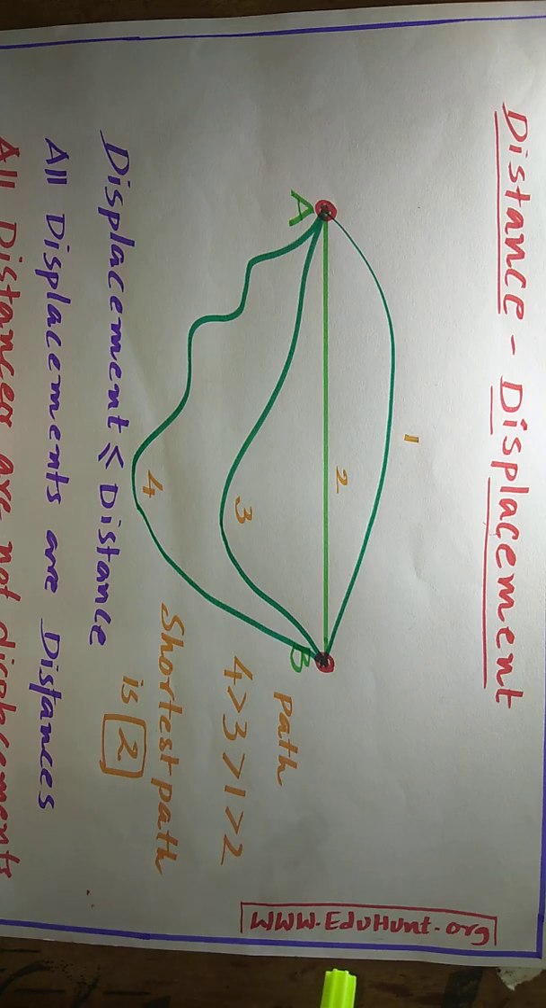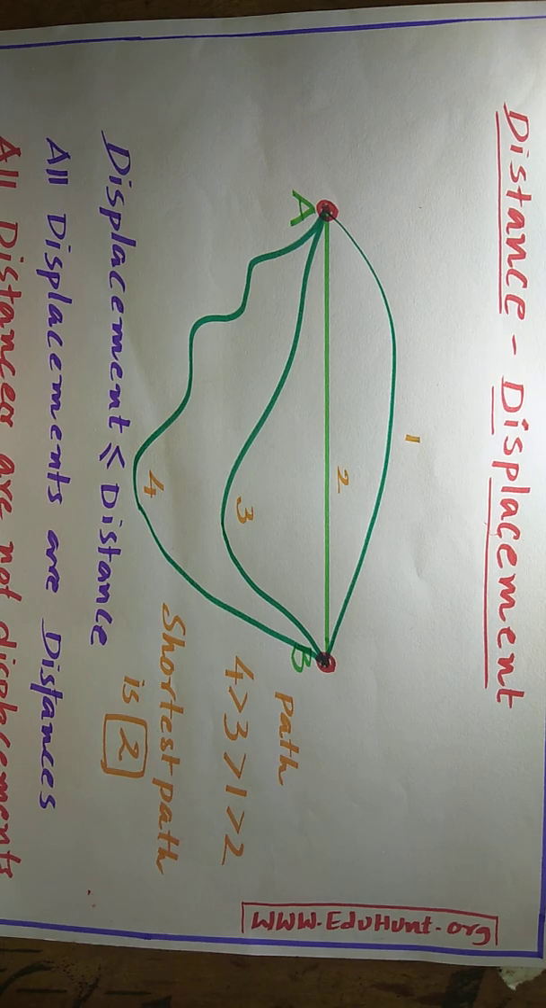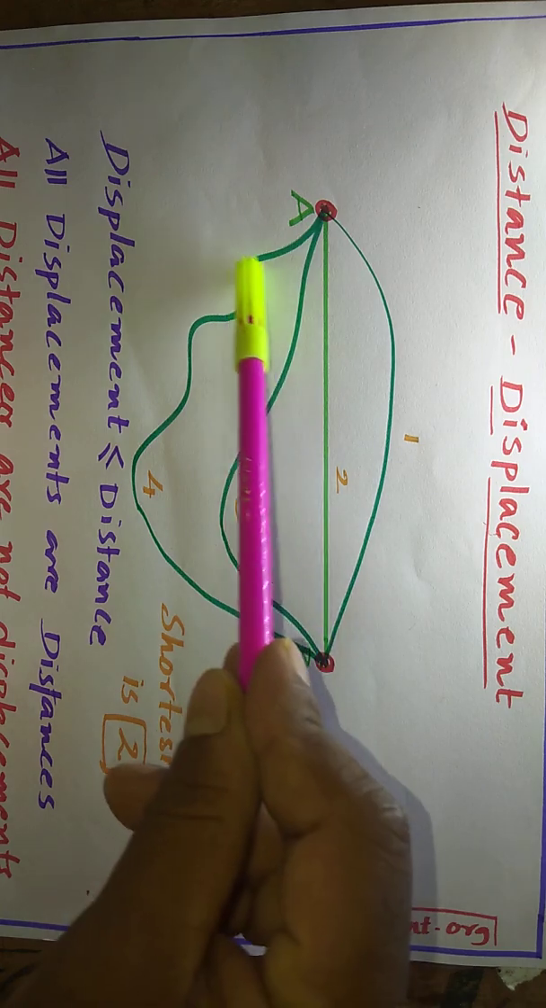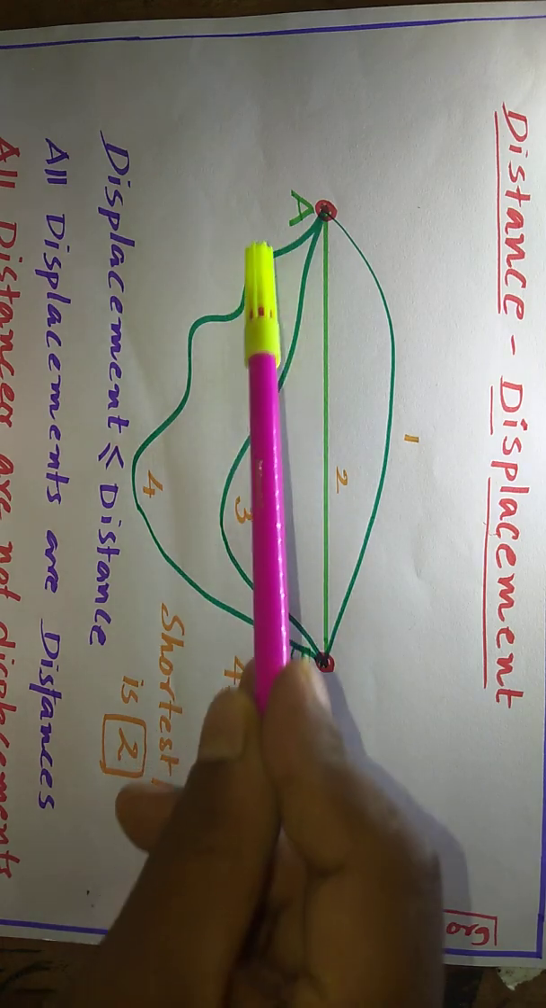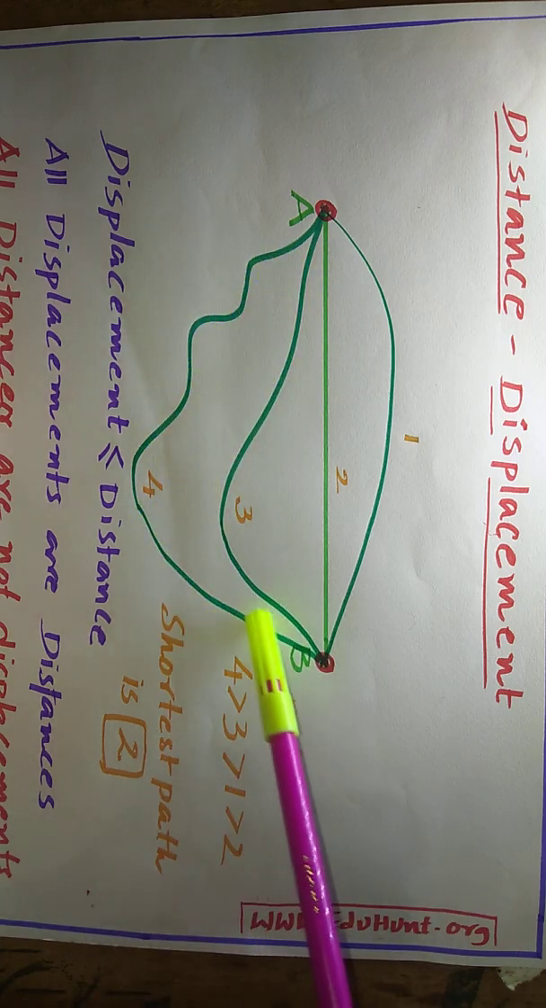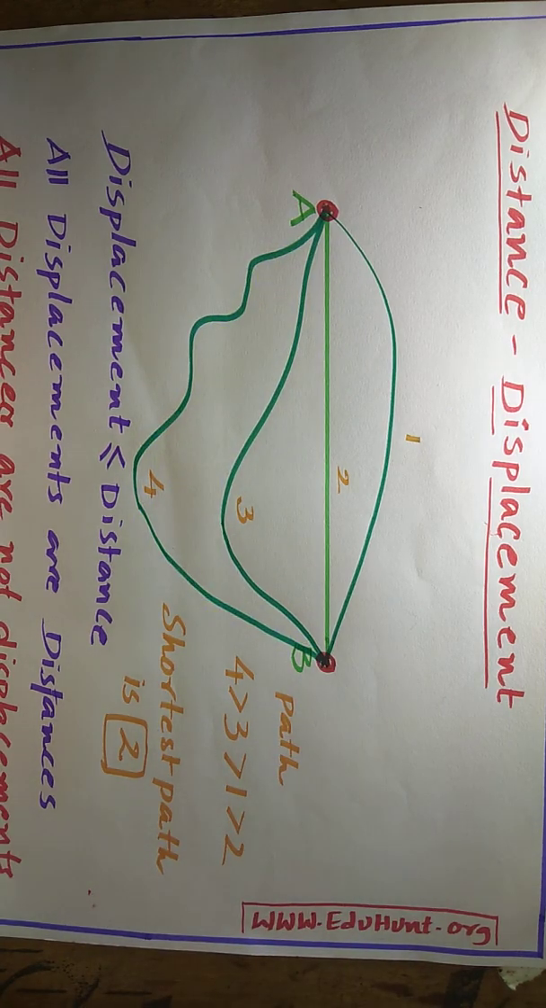All these path lengths are called distances. So, can you say that distance is unique? Not necessary. Distance can be any. If he is moving in path 1, this is the distance. If he is moving in path 2, this is the distance. If he is moving in path 3, this is the distance. If he is moving in path 4, this is the distance. So, there are several distances. Now, what is the distance? The path length is called a distance.